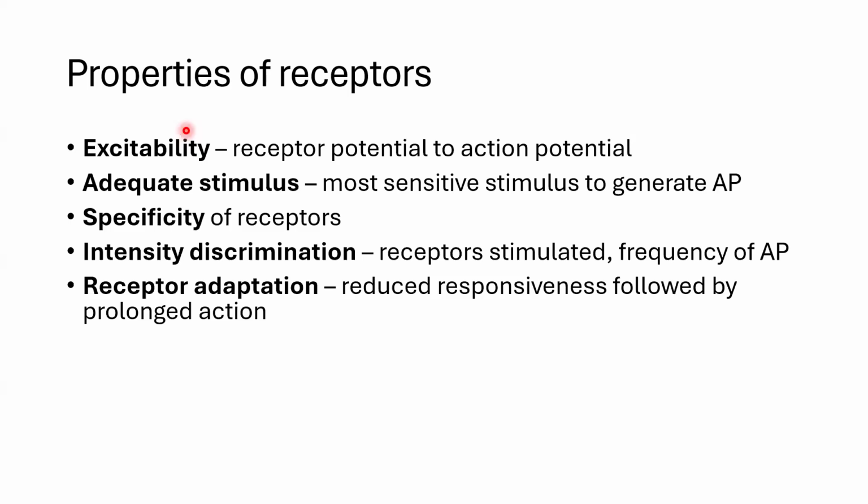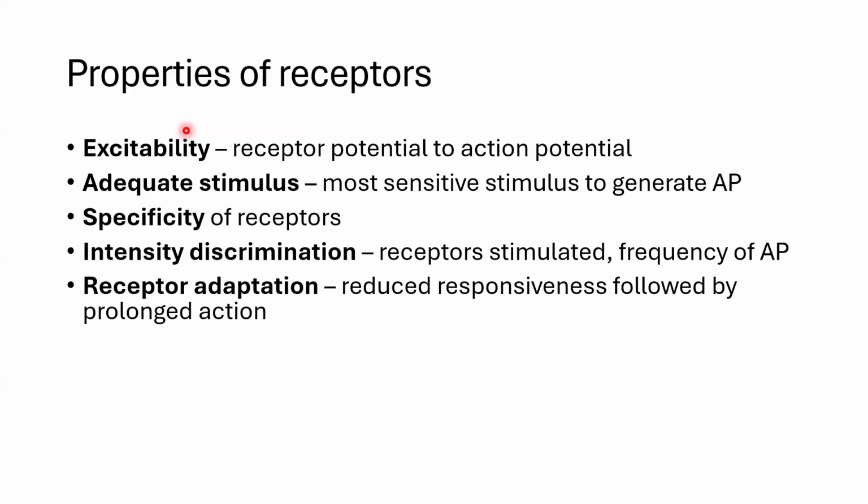The other property is that it has an adequate stimulus. You must have an adequate stimulus to generate an action potential. You need a stimulus that can reach a certain threshold and generate an action potential. That's the reason why adequate stimulus is a property of a receptor. Then specificity of receptors. For example, photoreceptors are for light and olfactory receptors are for olfaction, so they have specificity. Then there is intensity discrimination.